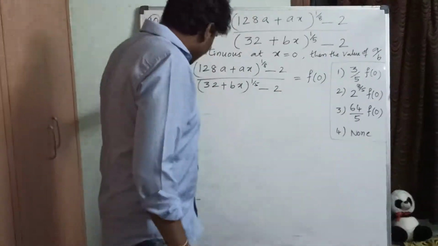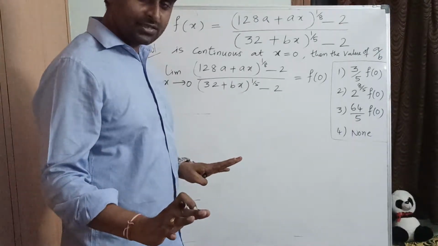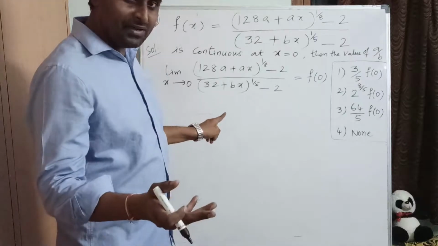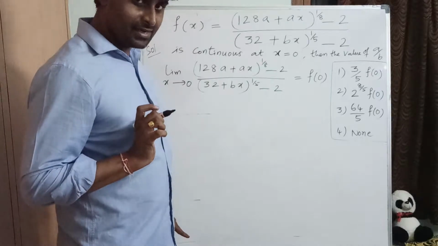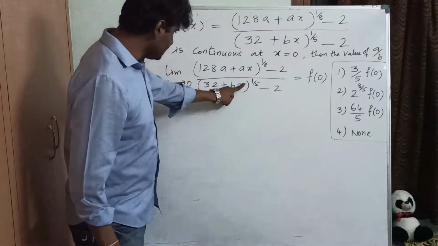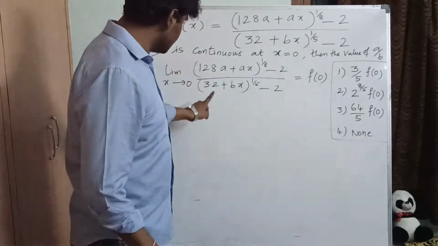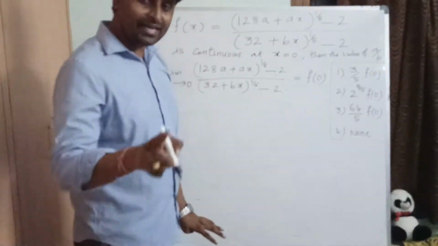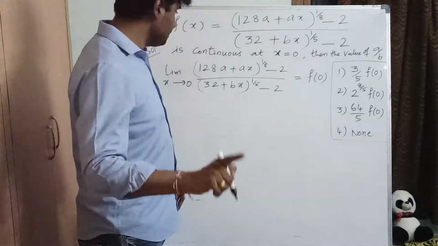Now let me find the limit of this. Before finding the limit of any function, first let us substitute the limit directly. It must be in the form of 0 by 0, as we have discussed already, right? Is it in the form of 0 by 0? If I substitute 0 here, this will become 0. Then 32 power 1 by 5: 32 means 2 power 5, the 5 cancels, 2 is left. 2 minus 2 is 0. We are getting 0 in the denominator. But will you get 0 in the numerator at the same time?